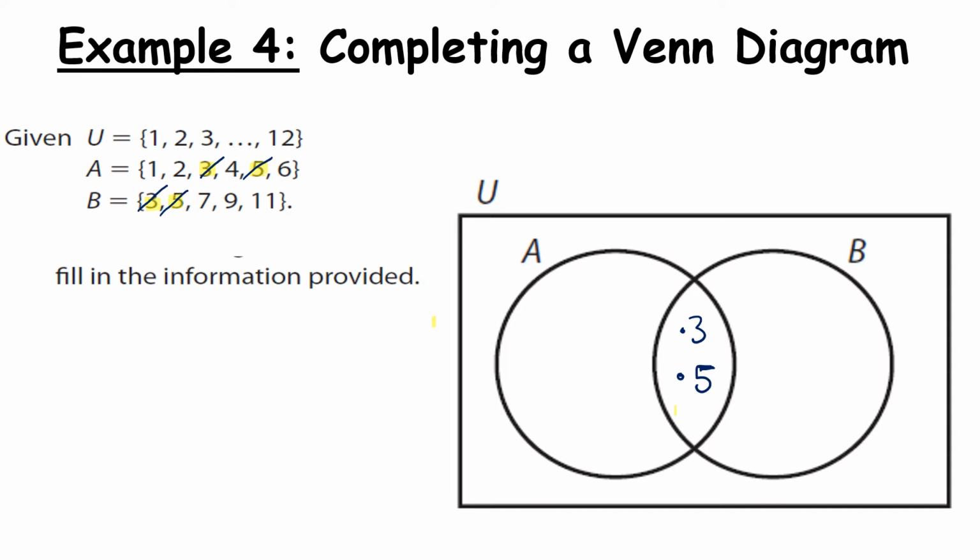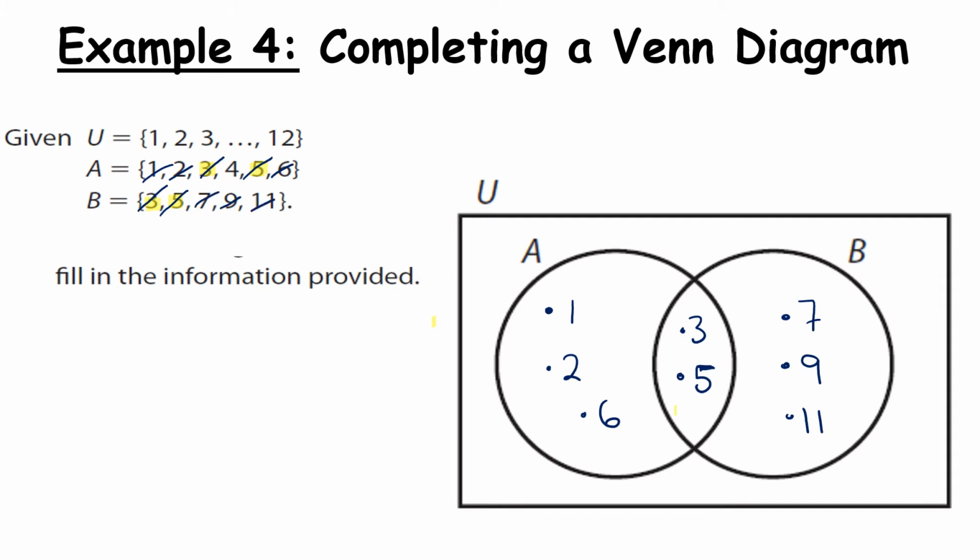We have 3 and 5. They're only entered once because remember that intersection represents where we have elements that are in both set A and set B. I then fill in the rest of A. There's a 1, 2, and 6 left. B, 7, 9, and 11. Now we've used all of these.